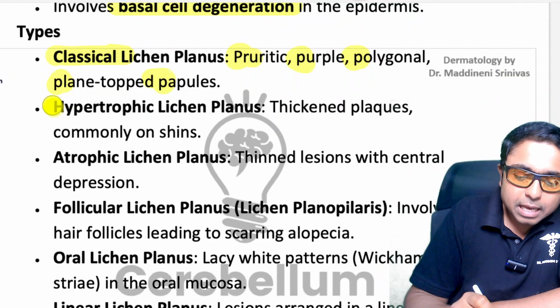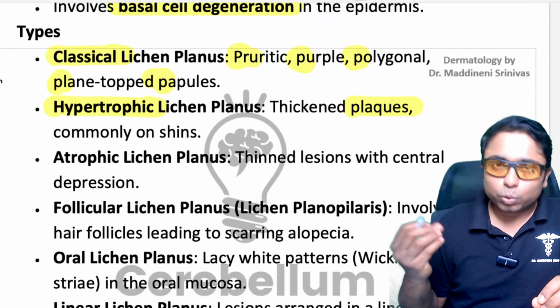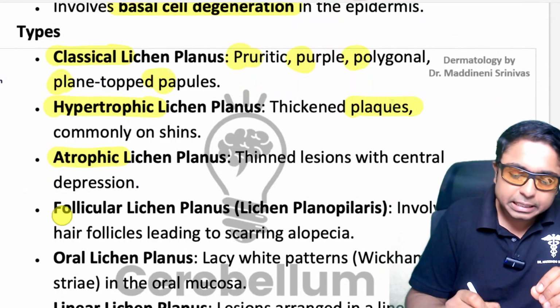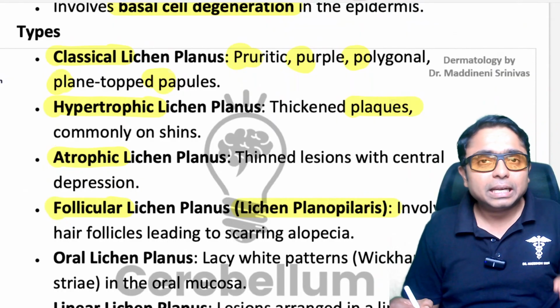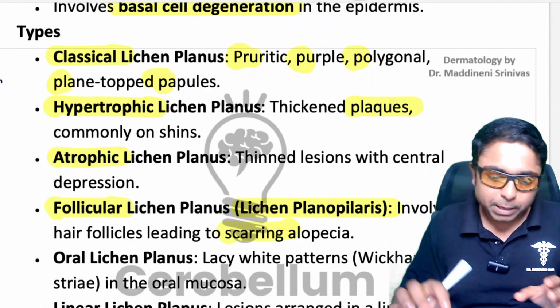Classical lichen planus. Hypertrophic lichen planus, where there are going to be thickened plaques present over the skin. Atrophic lichen planus, where there is going to be depression or atrophic changes present. Follicular lichen planus, I hope you remember the hair involvement in lichen planus is associated with scarring alopecia. This is also called lichen planopilaris.